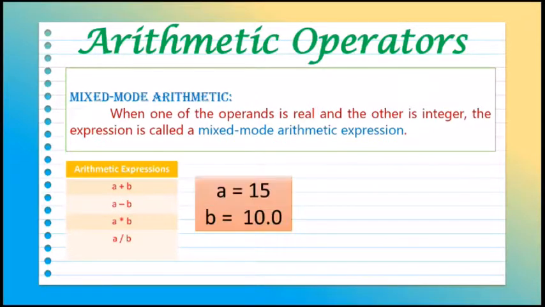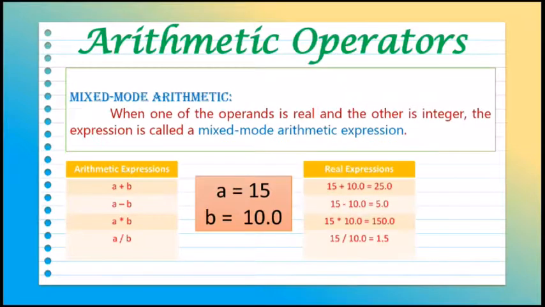For example, if A equal to 15 and B equal to 10.0, here A is an integer number and B is a real number. So A plus B, that is 15 plus 10.0, the answer will be 25.0. Next, 15 minus 10.0, the answer will be 5.0.